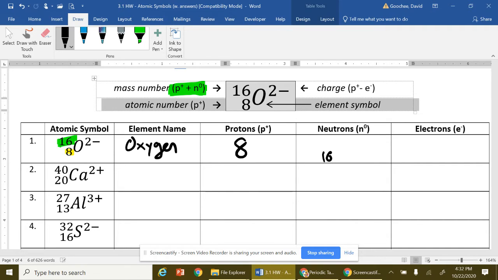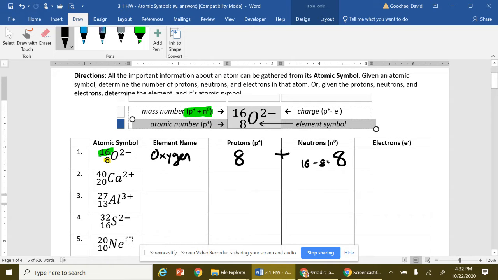Well, we can go to 16 and subtract 8 from it. And what we get is that there are 8 neutrons in this atom. And you can go back and check: protons plus neutrons will get you the mass. 8 plus 8 gets you the mass number. Great. So now you've filled in these two. The last one is the electrons.